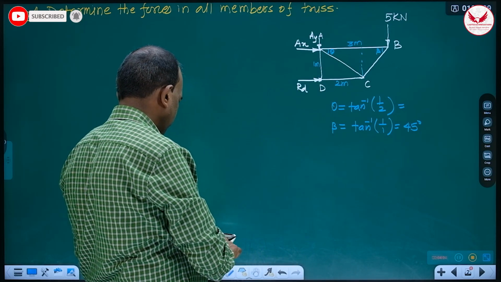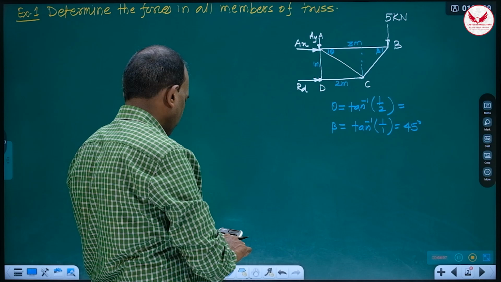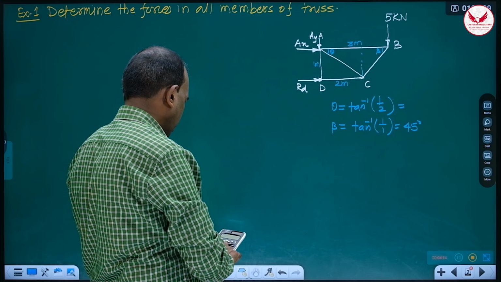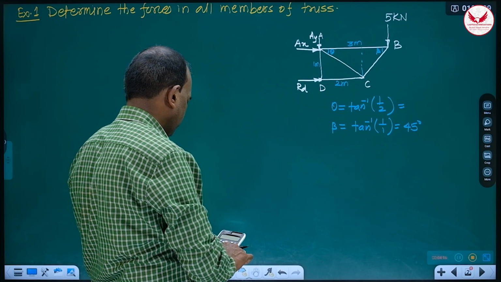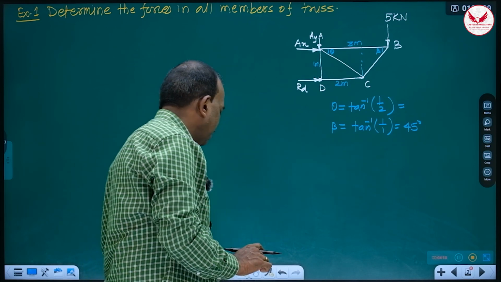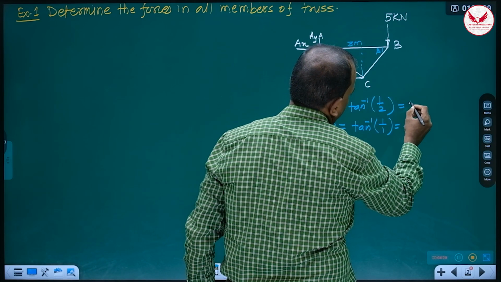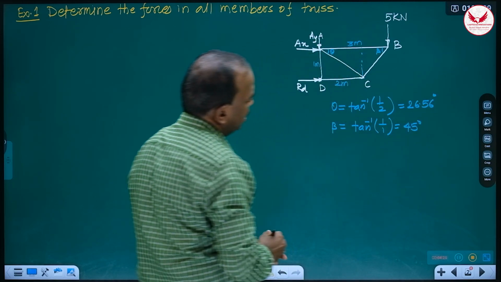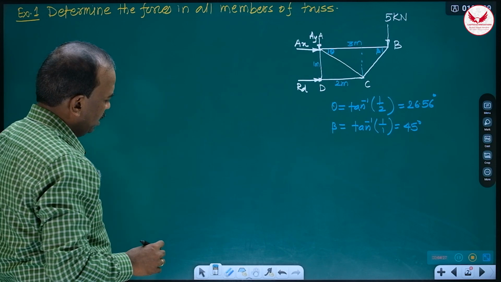So this is 45 and theta is going to be tan inverse of 0.5, which is going to be 26.56. So if any inclined member is there, get its angle first. So that is the step.